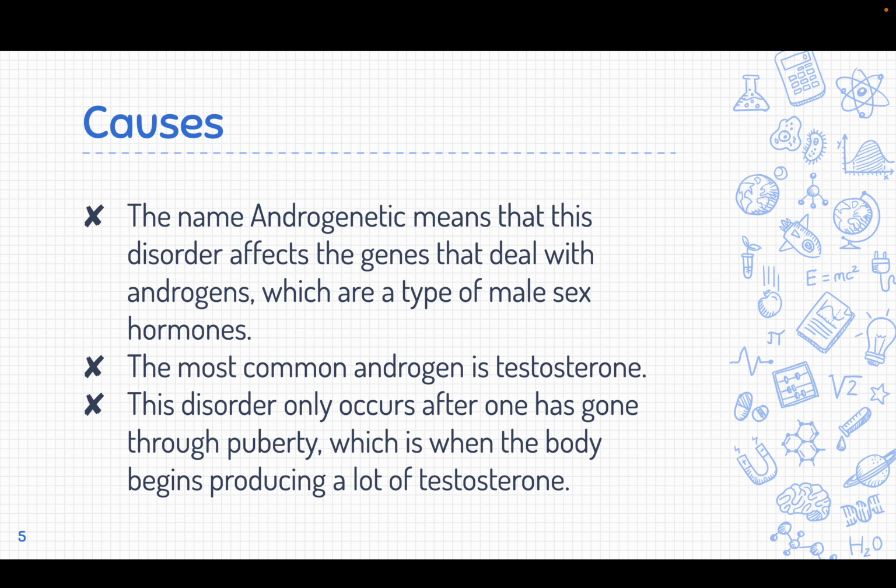Causes: the name androgenetic alopecia means that this disorder affects the genes that deal with androgens, which are a type of male sex hormone. And then the most common androgen is testosterone, and although it's a male sex hormone, it's also found in women, and we'll go more into that later. This disorder occurs only after one has gone through puberty, which is when the body begins producing a lot of sex hormones, and in this case, more testosterone.